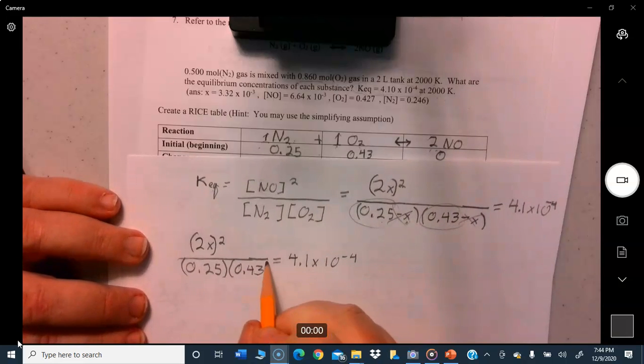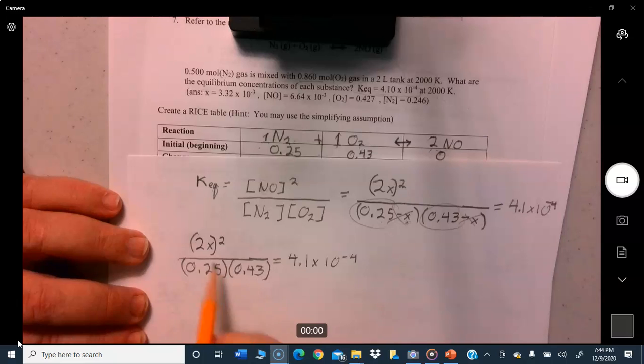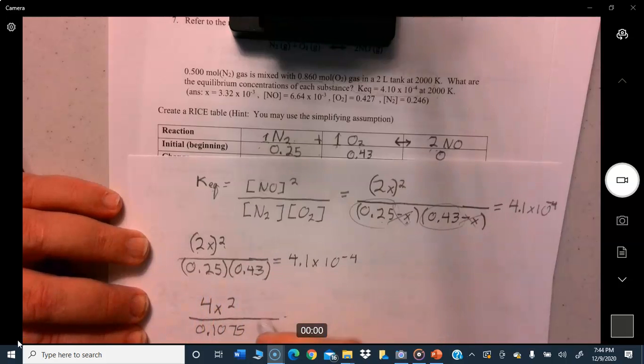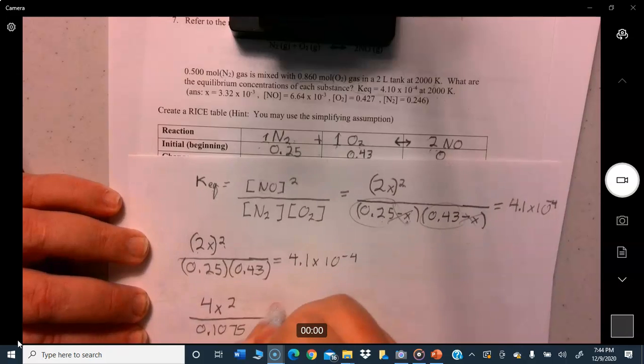Alright, so let's start simplifying this. I'm going to multiply this and that on the top. So that becomes 4x squared on the top. You square the 2 and you square the x. On the bottom we have 0.1075. That's these two numbers multiplied together. And that's going to equal this.